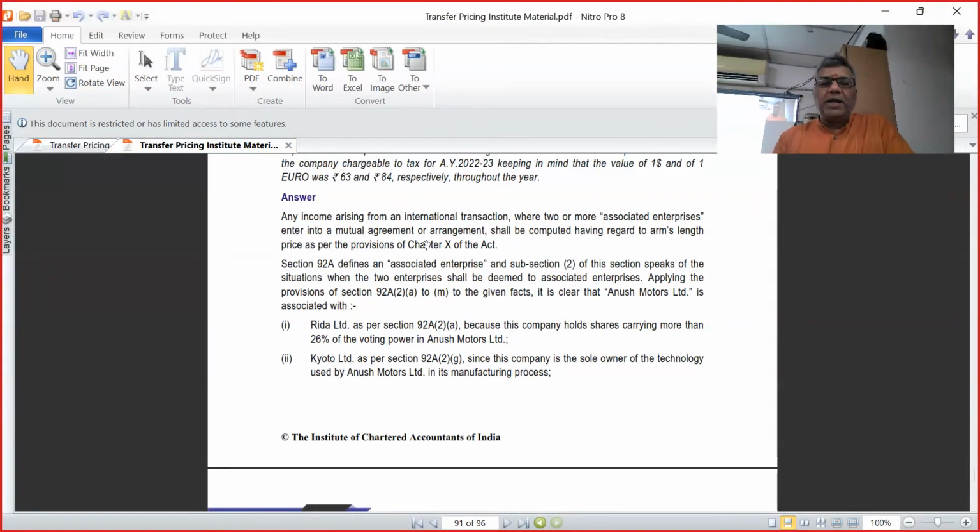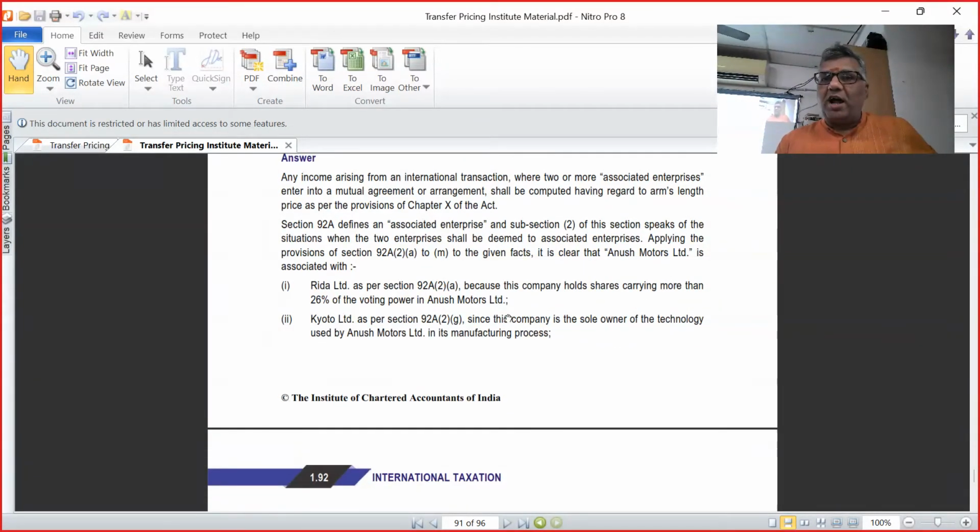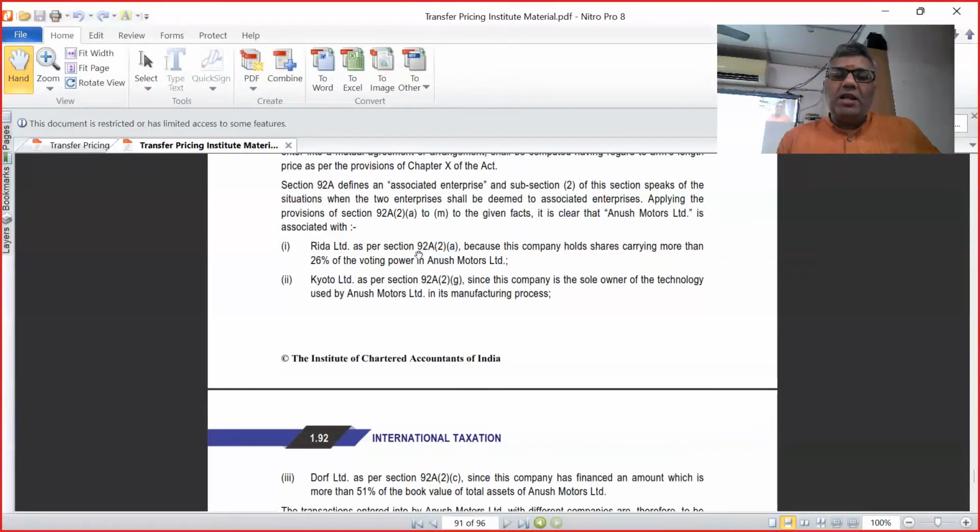Any income arising from an international transaction where 2 or more associated enterprises enter into a mutual agreement or arrangement shall be computed having regard to the arm's length price as per the provisions of Chapter 10, that is transfer pricing. Section 92A defines associated enterprises. This section speaks of the situation of 2 enterprises which shall be deemed associated for applying the provisions. It is clear. Anush Motor is associated with RIDA Limited as they are holding more than 26%.